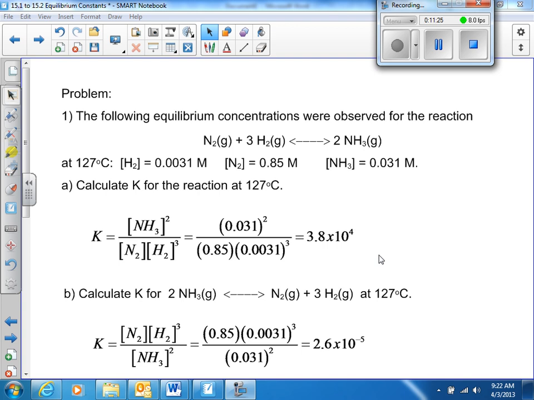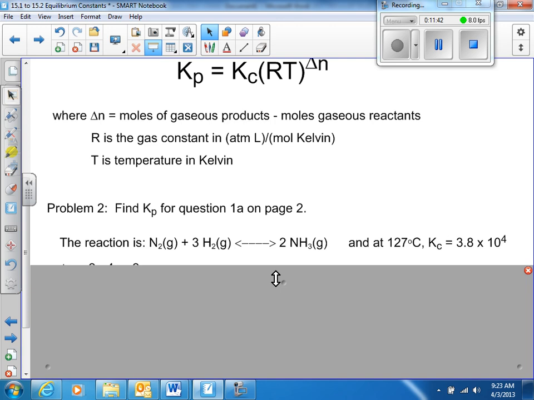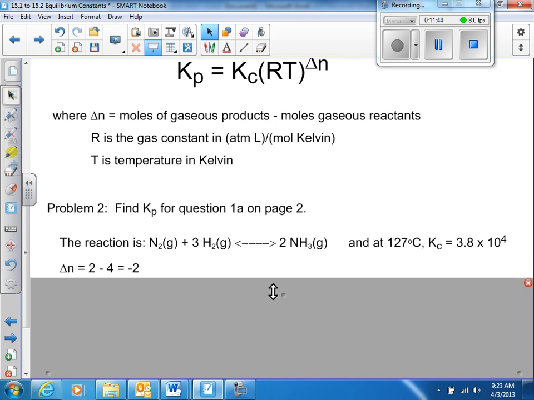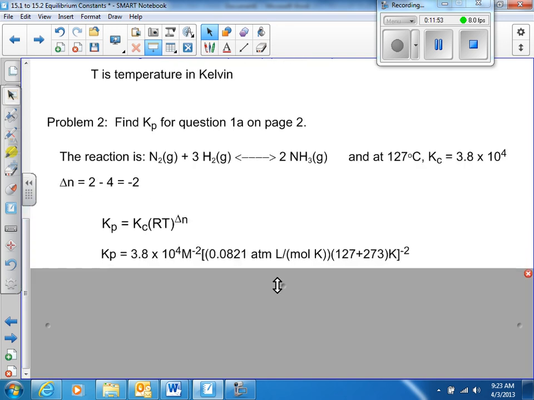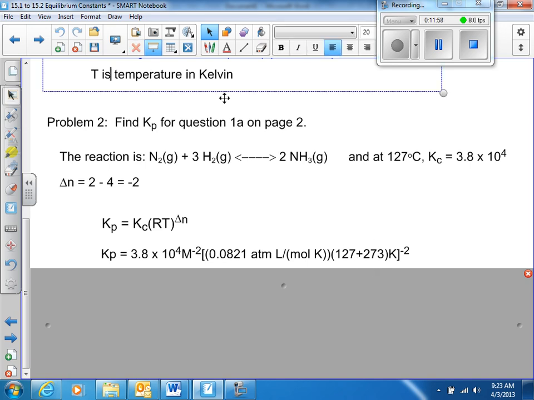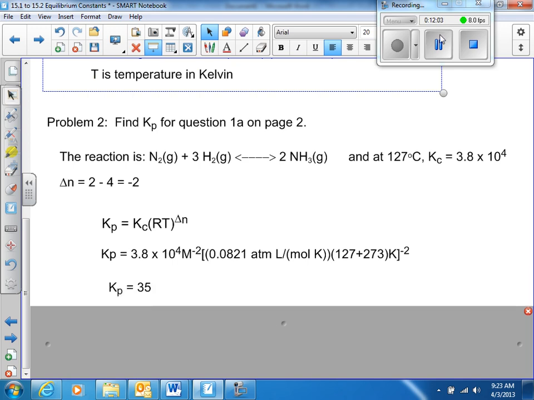Remember, Kp is Kc times RT to the delta N, so we have to look at delta N here. And we have 2 moles of product gases. We only look at the gases. It's all gases. We have 3 plus 1 is 4 moles of gaseous reactant. So there's our reaction. We were given the Kc. Delta N is 2 minus 4. We just plug into the equation. You can pause if you want to do this on your own. Plug that into our equation. Oh, very important. Temperature is in Kelvin. Really important. And you should be getting Kp is 35.